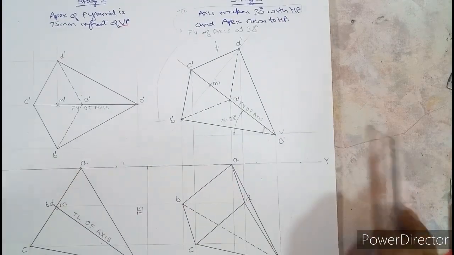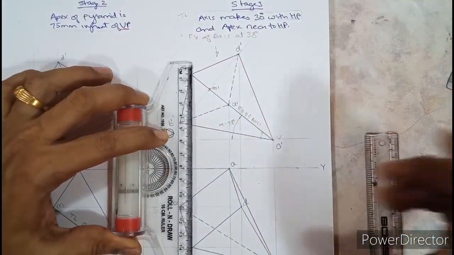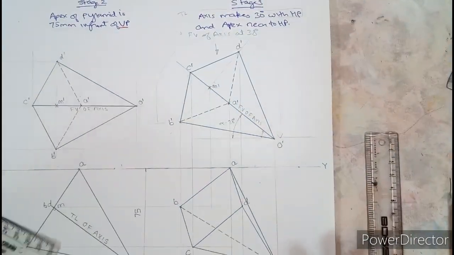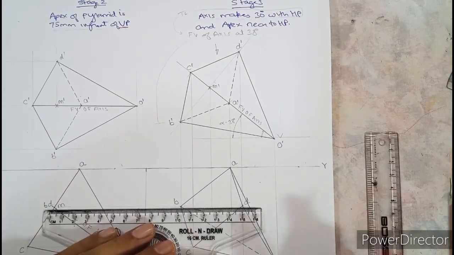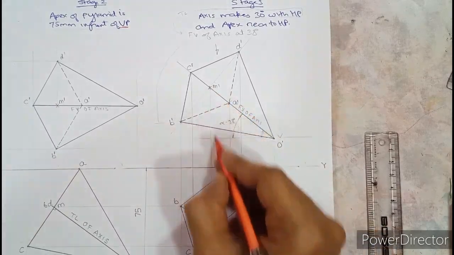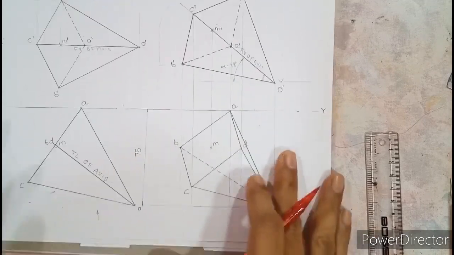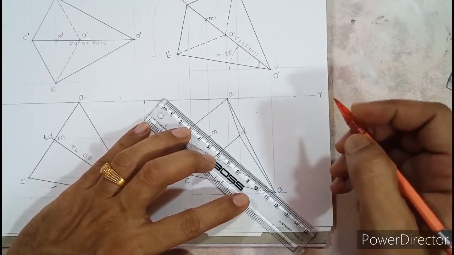Finally, don't forget to draw the axis here. So we need to project point M. From here, we will project point M dash, and also M from this side. So that is already projected. The intersection of M dash with this M, mark a cross sign and write M. Join O to M with a center line to represent the axis.